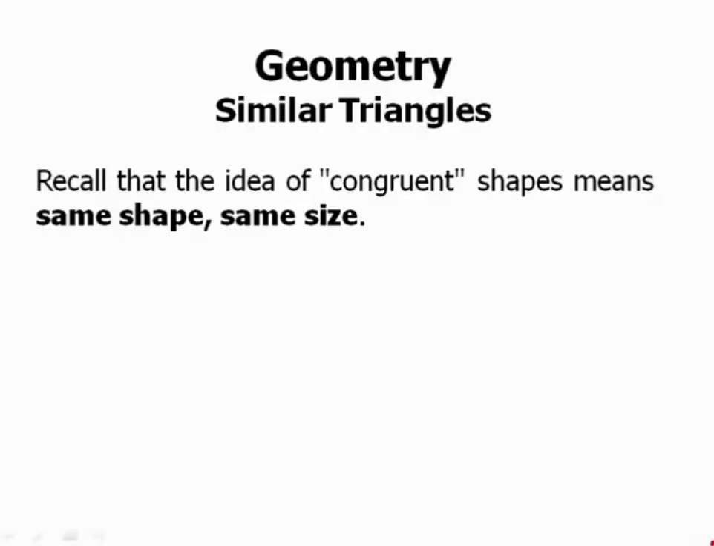Now we can talk about similar triangles. Recall the idea of congruent. If shapes are congruent, it means they have the same shape and the same size. So for example, these are two congruent shapes.